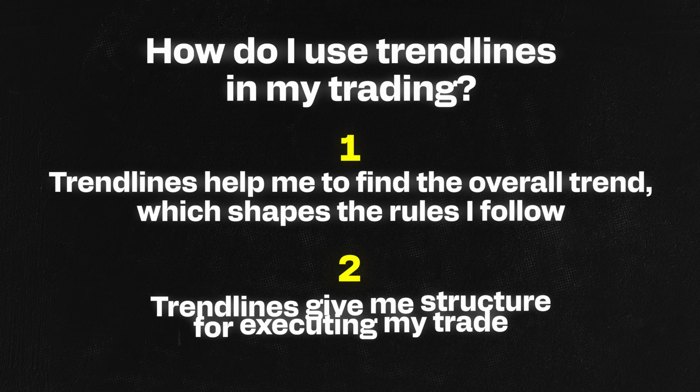Second, trend lines give me structure for executing my trade. I'll buy close to an uptrend using it as support, or short the break just like I would a support line break. On the other side, I'll short into a downtrend using it as resistance, or buy the break once it confirms the trend has flipped.